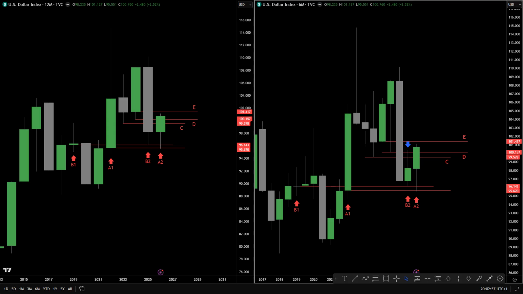This is an important lesson. A level doesn't have to produce a perfect tick-for-tick reversal to be respected. The reaction itself is what matters.